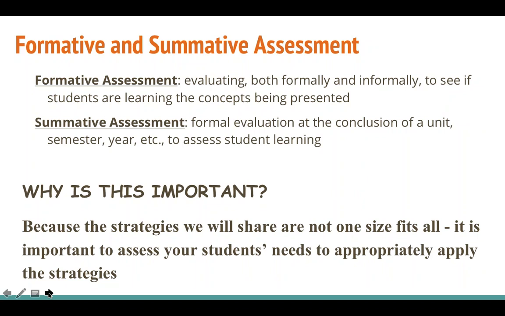Summative assessment is usually at the end of a larger chunk of learning, like the conclusion of a unit or a semester or a year, just to assess the overarching understanding of a particular piece of information. Both are really important, and one of the reasons we want to stress this today is because we'll be presenting a lot of different strategies, and a strategy, just because it sounds good, isn't meant to be one size fits all. You want to make sure that your continued assessment matches the strategies that are presented, and to be thoughtful and purposeful in choosing the strategies for the student that you see needs that support.